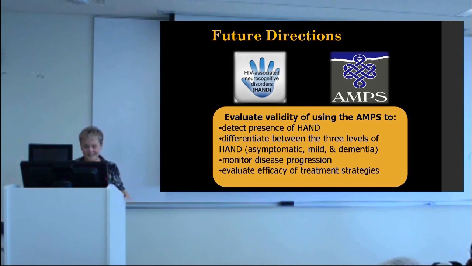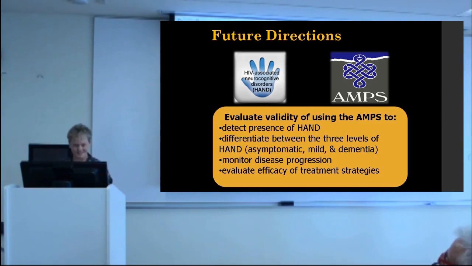We hypothesized that the OT evaluation was coming in after a crisis. So I would like to use the AMPS to identify persons who are in that mild range so that we could do something proactive and help prevent disease progression and or functional decline. Okay, fine. That was it.